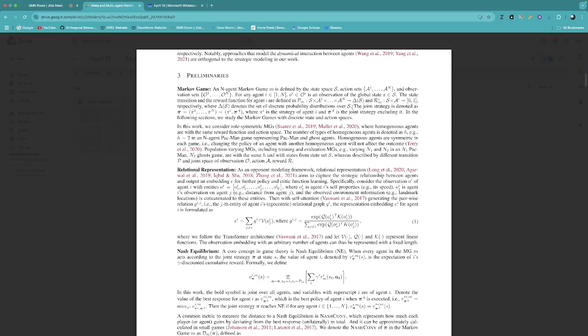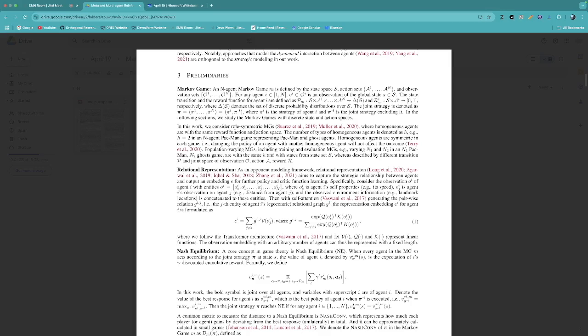The joint strategy, then, is denoted as pi 1 to pi n, where pi i is the strategy of agent i, and pi negative i is the joint strategy excluding it. So you have this joint strategy, and then you have joint exclusion. So you have basically this Venn diagram and then the exclusionary area of that Venn diagram. In the following sections, we study the Markov games with discrete states and action spaces. So something like Pac-Man would be a good example, where you have an action space and discrete states, and you define it in terms of these joint strategies and disjoint strategies.